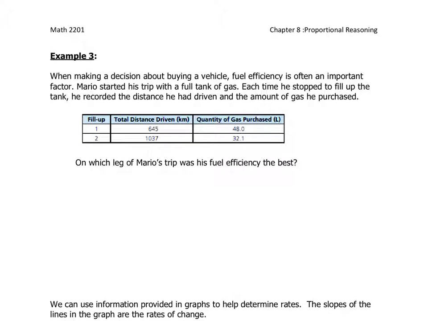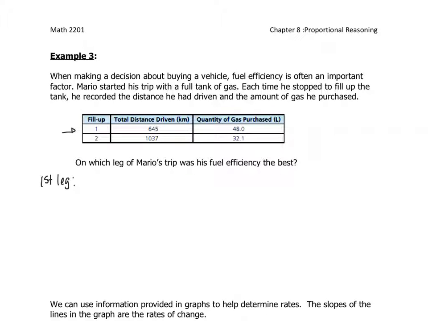All right, example 3, when making a decision about buying a vehicle, fuel efficiency is often an important factor. Mario started his trip with a full tank of gas. Each time he stopped to fill up the tank, he recorded the distance he had driven and the amount of gas he purchased. So on which leg of Mario's trip was his fuel efficiency the best? So we'll talk about the first leg of his trip, after the first fill up. So the information is in the first row of your table.